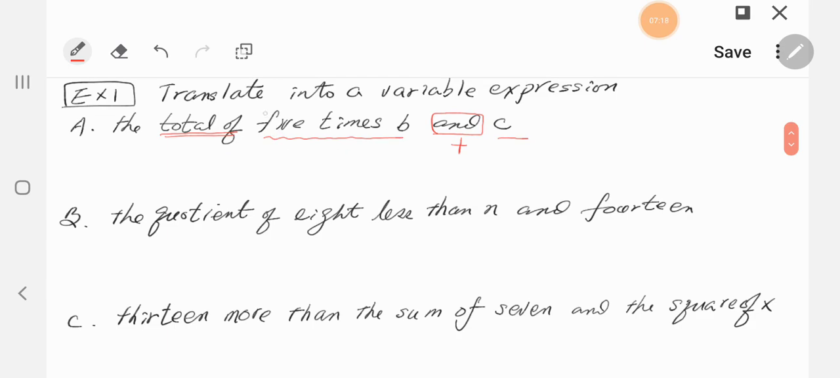And the first expression is this. So the first expression plus the second expression. 5 times B means 5B, isn't it? This means 5B. So this will be written as 5B plus C. Can you see it? So the total of the first part and the second part. The first part is another expression, 5 times B, which is 5B, plus C.